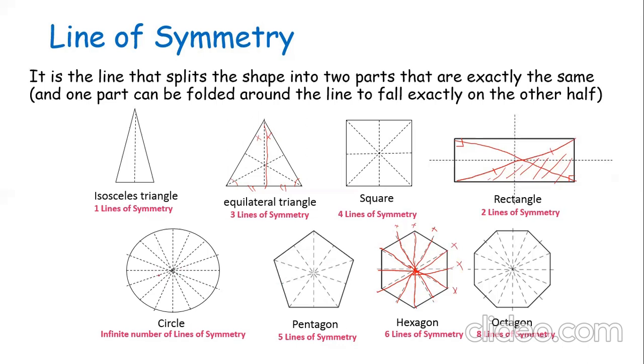In the case of the circle, we have an infinite number of lines of symmetry. Why? Because each line of symmetry here is a diameter, and it splits the circle into identical halves. And since we have an infinite number of diameters in the circle, it means we have an infinite number of lines of symmetry.